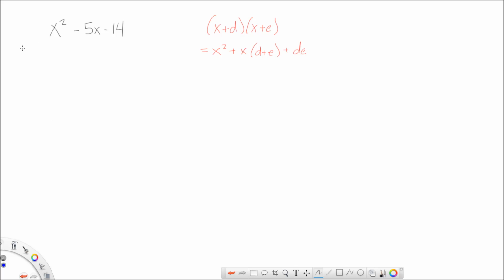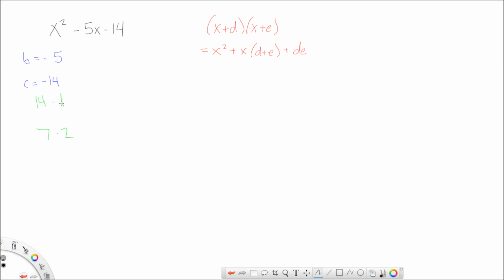So now we're going to look at our b and our c again. Well, b is negative 5 and c equals negative 14. Alright, so we just looked at the factors of 14, so we have 14 times 1 and 7 times 2. But again, now we know that one of them has to be negative and one of them has to be positive. Well, we just have to check all the combinations.